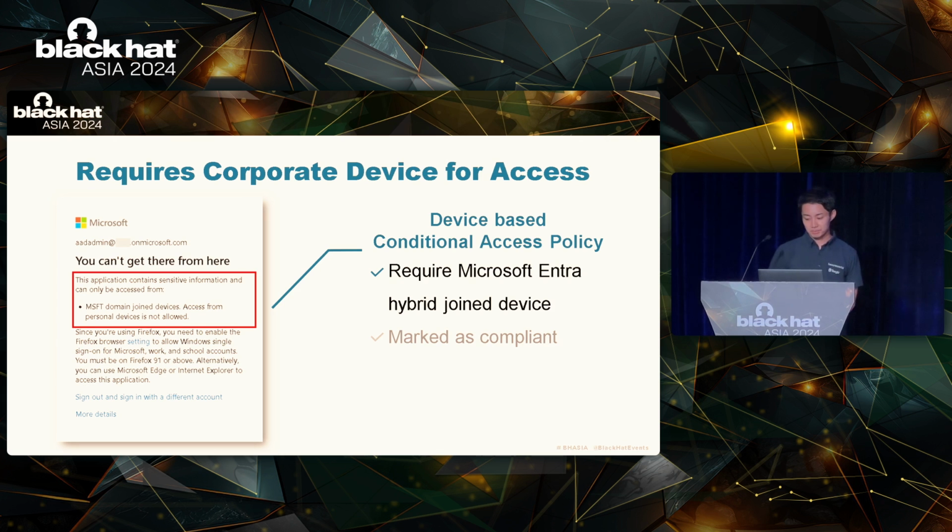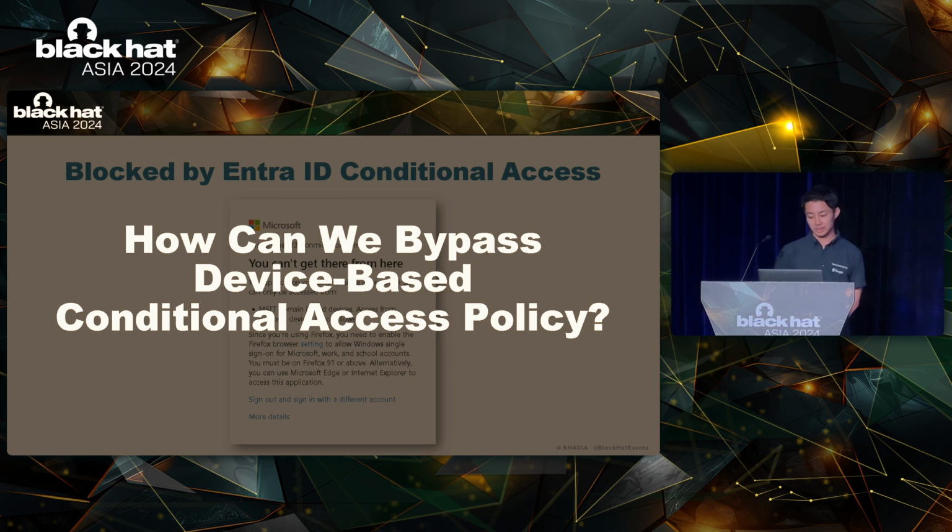From the error message that we got, we can tell that the access was blocked by a device-based conditional access policy, and it seems it requires a Microsoft Entra and on-premise AD joined device, which means that we, as attackers, need a corporate device for pivoting to the cloud. So the question is, how can we bypass this kind of conditional access policy where you need a specific device?